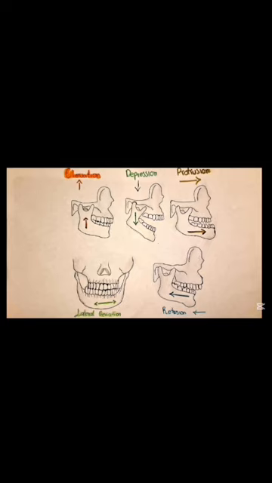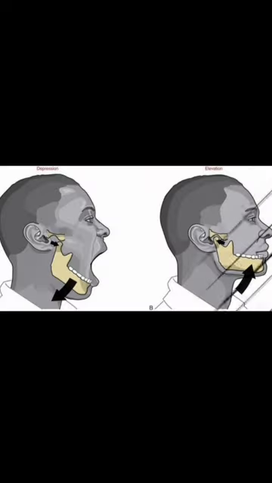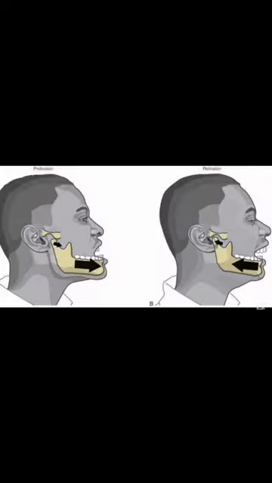The first is depression, which means opening the mouth to speak or chew. For example, the mandible moves downward. And to continue, the second is elevation, which means closing the mouth to bite or swallow. The third is protrusion, which means moving the jaw forward to grab food. So we can say that the jaw moves forward during protrusion.